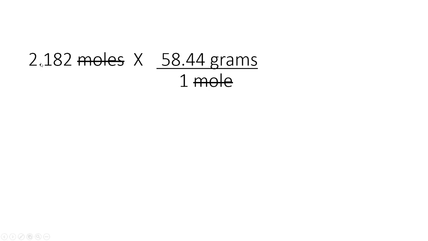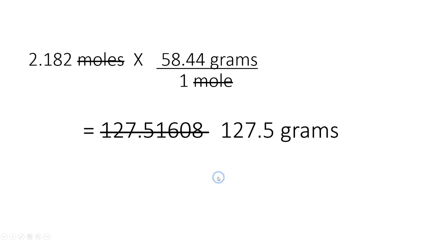So this becomes 2.182 times 58.44 grams. Moles are canceled out, and we get an answer when we put this in our calculator of 127.51608. Since we have 4 significant figures here and 4 significant figures here, we want to round to 4 significant figures. 1, 2, 3, 4. Looks like we're not going to round up. We get a final answer of 127.5 grams. The end.